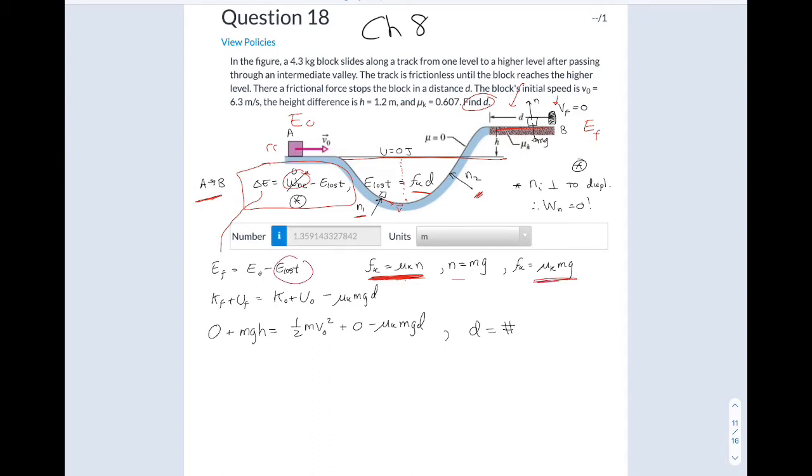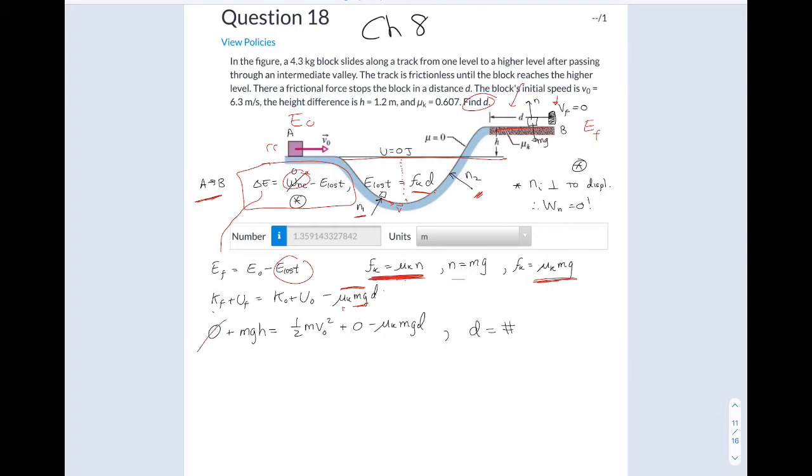So that's what I wrote right here, mu sub K mg. And then don't forget the d, because mu sub K mg is a force. The d is there because it's an energy, right? Force times the distance is an energy, or like work.